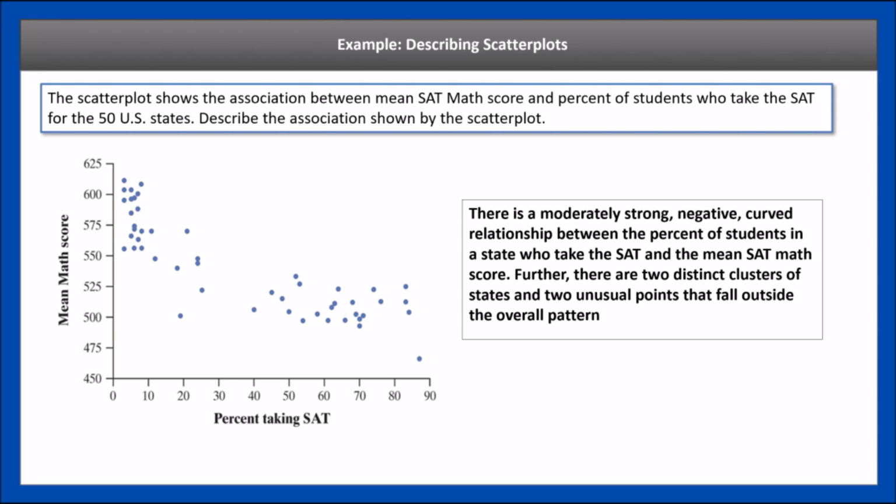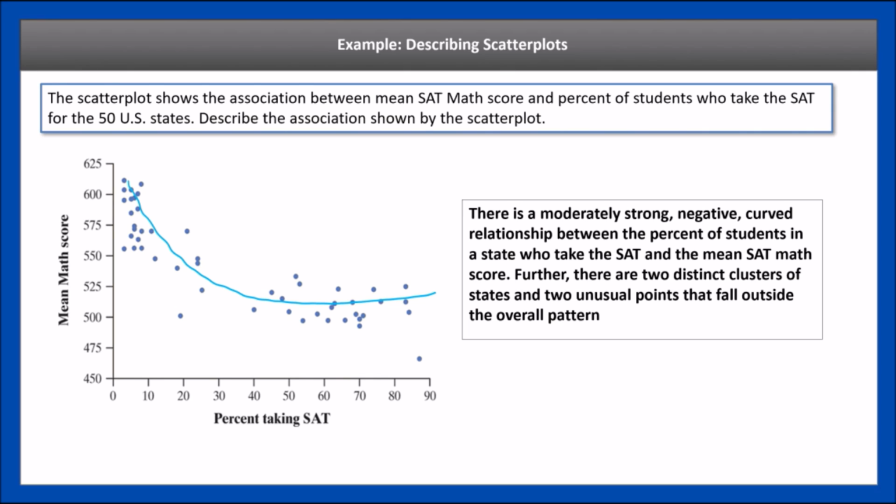All right, so let's look at an example. Here we can see that I'm describing the SAT math score and the percent of students who take the SAT for the 50 US states. If we want to describe the association, if you look at this graph, it looks to have a sort of curvy nature to it. The graph kind of looks like it does this. Hopefully you can see that. Or let me try to draw it a little better. So it has a curvilinear nature to it.